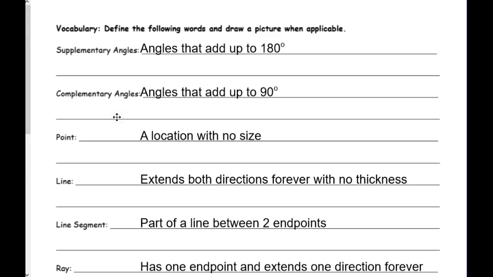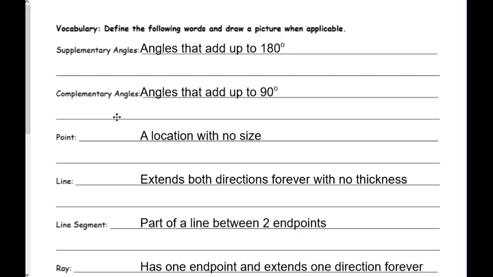And then for these, supplementary angles are angles that add up to 180 degrees. They don't have to be adjacent. Complementary angles are angles that add up to 90 degrees, and again, they don't have to be adjacent.